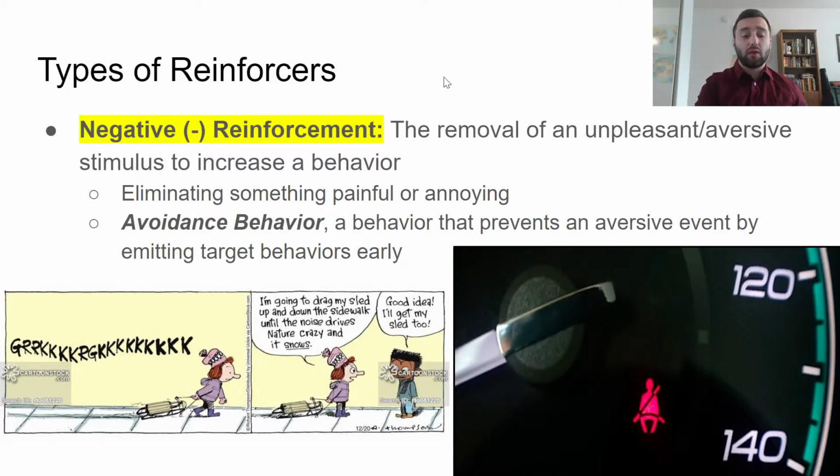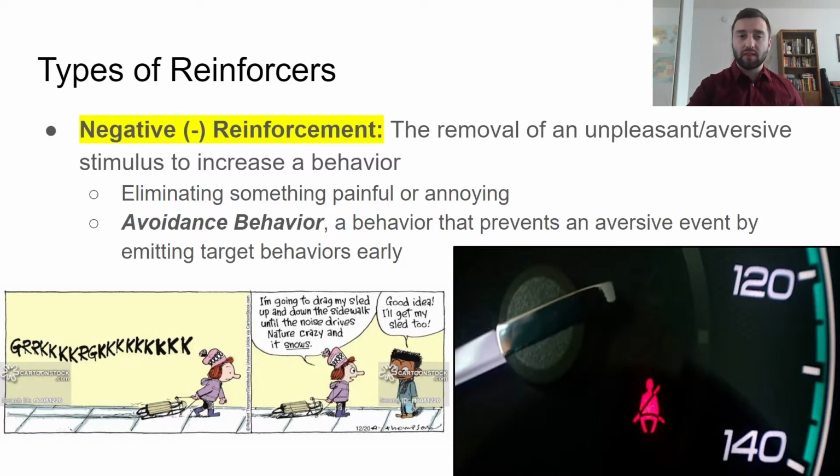Now, like I said, we also have the flip side, which is a negative reinforcement. This is again where things can get a little bit tricky. A negative reinforcement is still reinforcing, so it's still increasing the behavior. The difference is it's removing something to increase a behavior. So a negative reinforcement is going to be the removal of an unpleasant or aversive stimulus to increase a behavior. Basically, we're going to eliminate something that is painful or annoying or something we don't like as a reward.